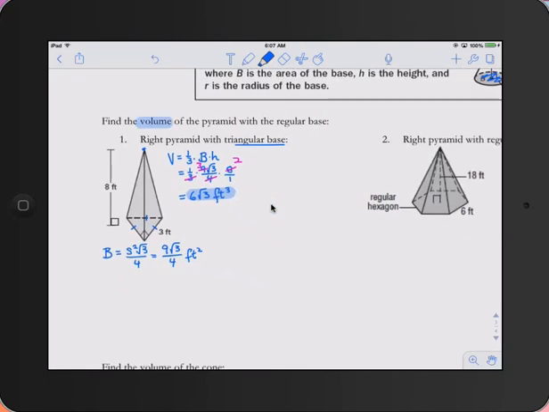Now, these only asked us for volume, so we didn't have to worry about finding the surface area on these problems.